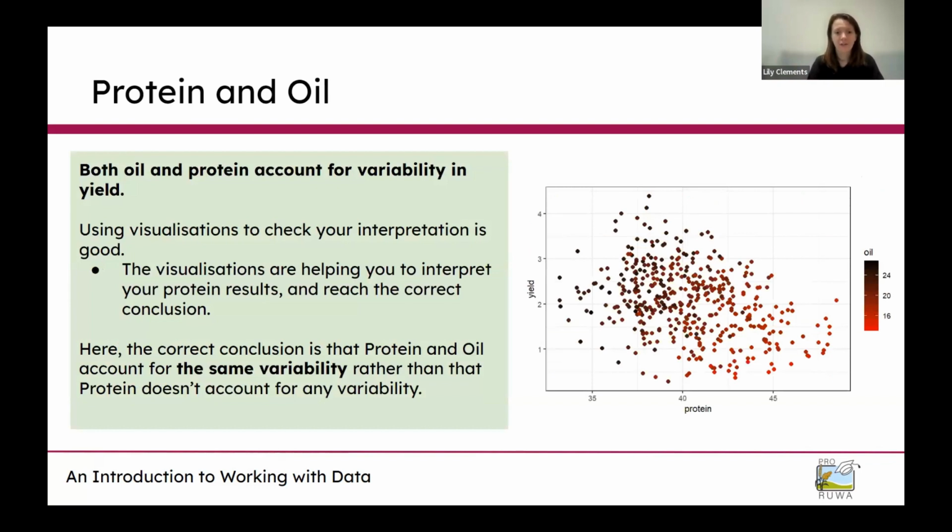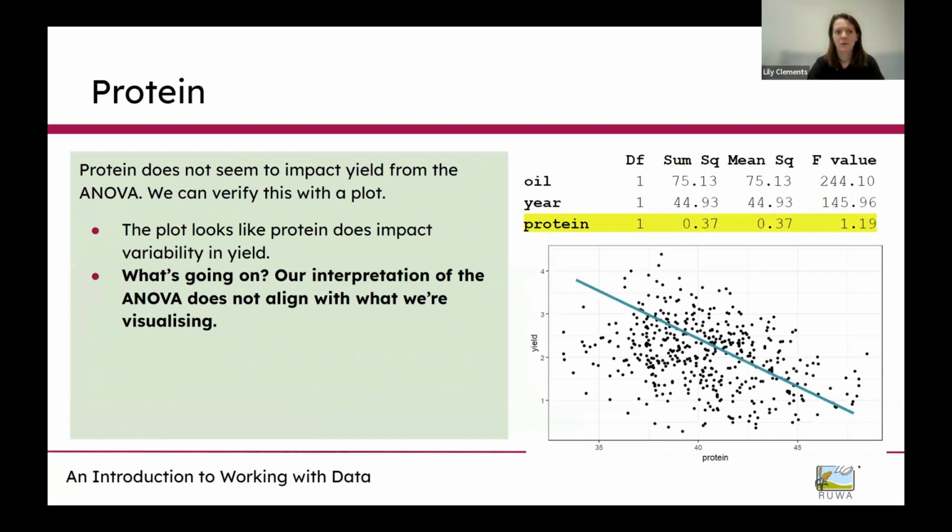Both oil and protein account for variability in yield. Using visualizations to check your interpretation is good. The visualizations are helping you to interpret your protein results and reach the correct conclusion. Here, the correct conclusion is that protein and oil account for the same variability, rather than that protein doesn't account for any variability. If we go back a few slides, when we first were introduced to protein in our ANOVA, we could have fallen into a trap by assuming that protein doesn't account for any variability in yield. But if we then looked at our data, we see that it does. And the reason why the ANOVA showed that it doesn't is only because of this relationship it has with oil.